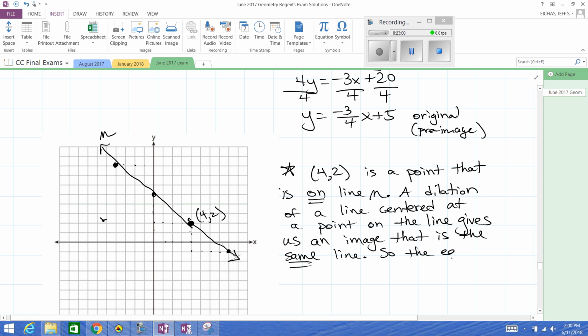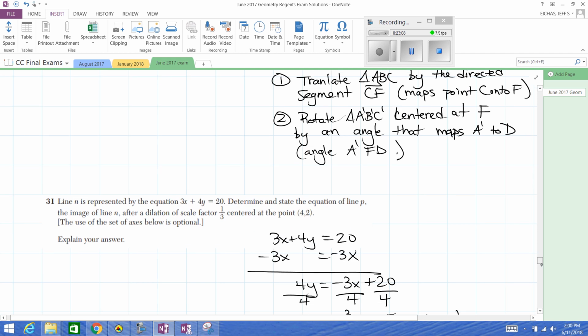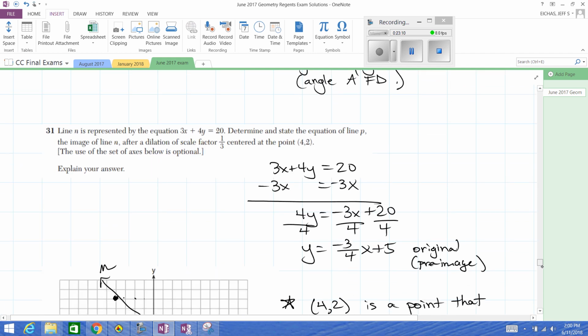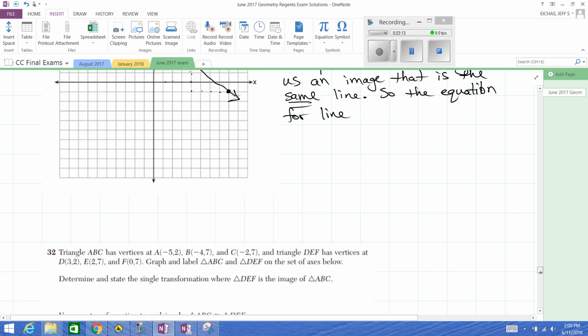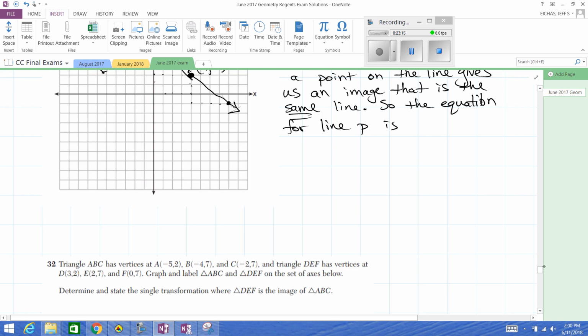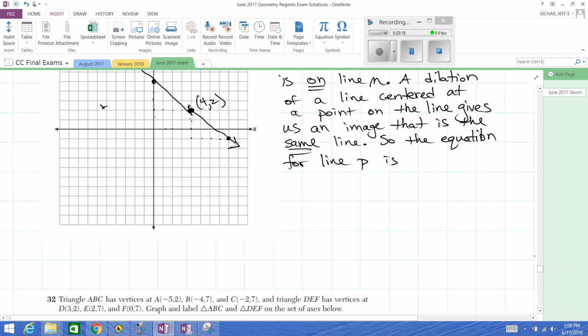So the equation for line P is the same equation, 3x plus 4y equals 20. That's it. There's the work and there is the explanation. That'll be it for this video, and the next one will get you the part 3s and maybe even the 4.